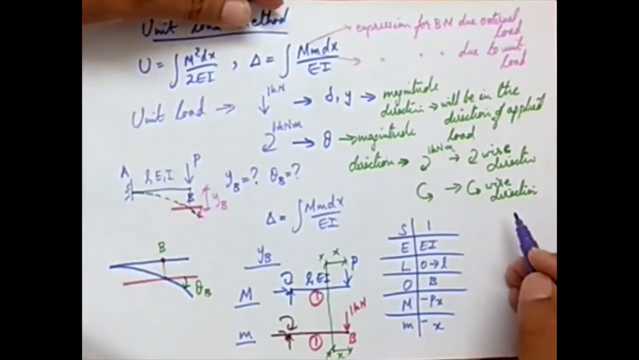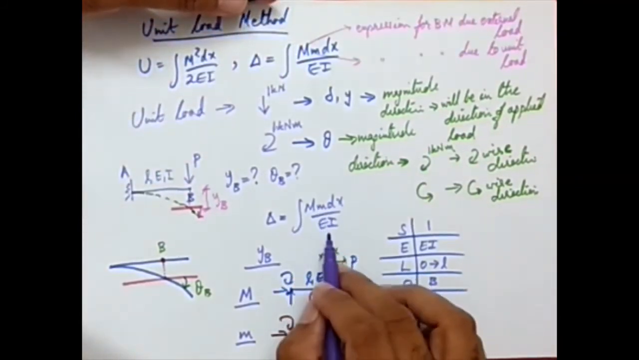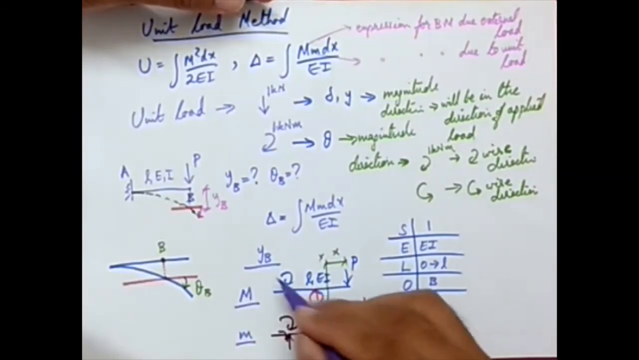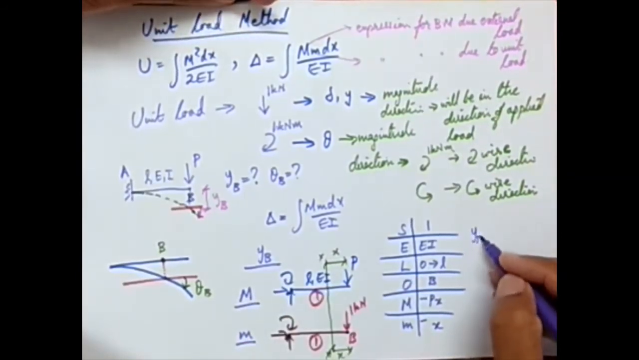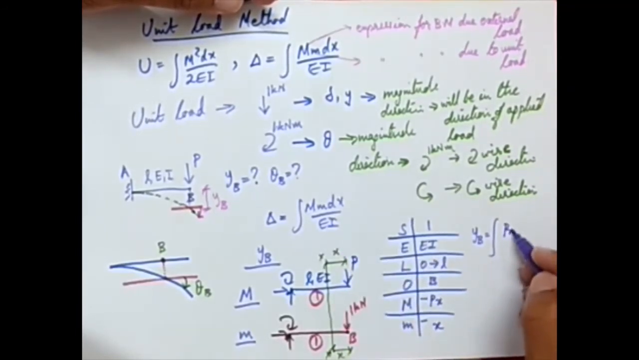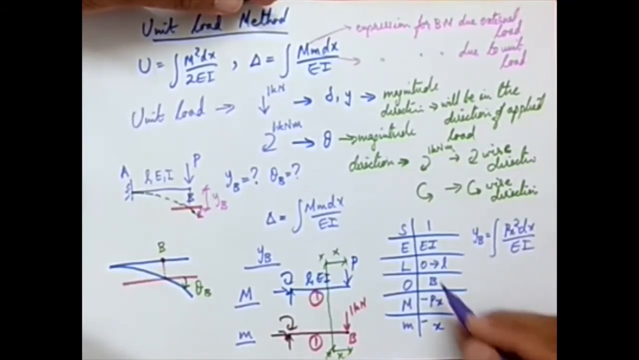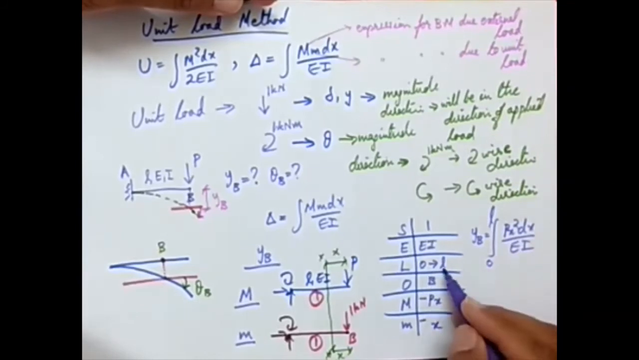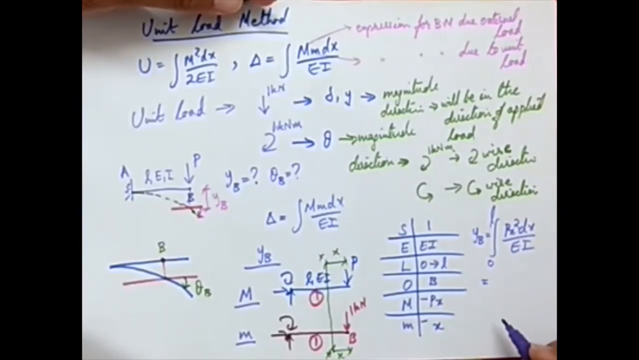We have the expression delta equal to integral of M m dx by EI. Here what we are finding is YB. So YB equals integral of M into m, that is minus Px into minus x, which is Px squared dx by EI within the limit 0 to L. Once I integrate this, I take the constants out.